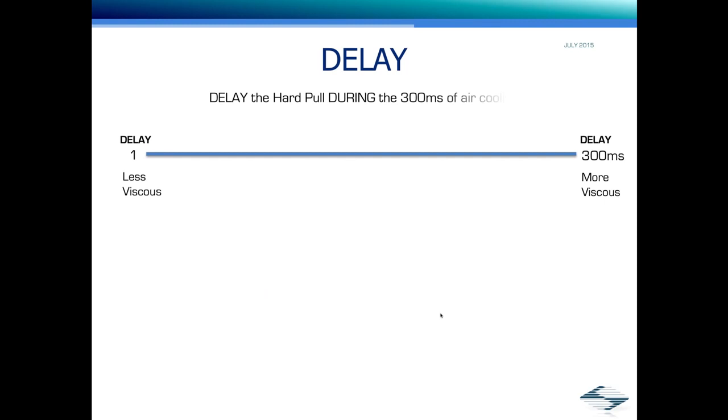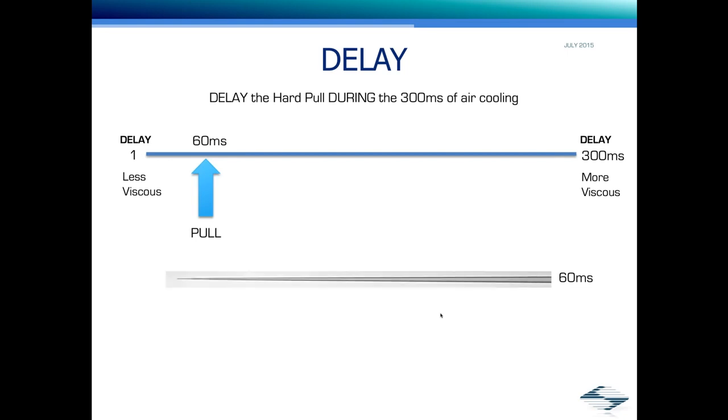So in this situation, what you can do is determine how viscous that glass is when you yank on it and pull on it. If I have that 300 milliseconds of cooling, that's what I'm going to get no matter what, but I'm determining when I'm pulling on that glass. So if I pull at 60 milliseconds, I'm going to get a nice taper here and a nice little tip.